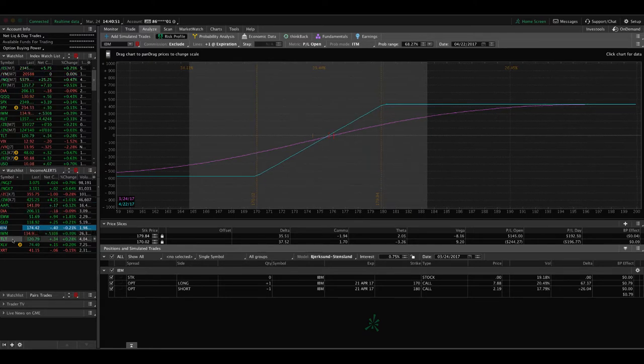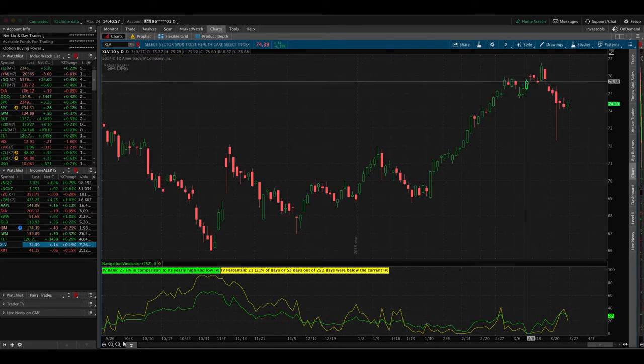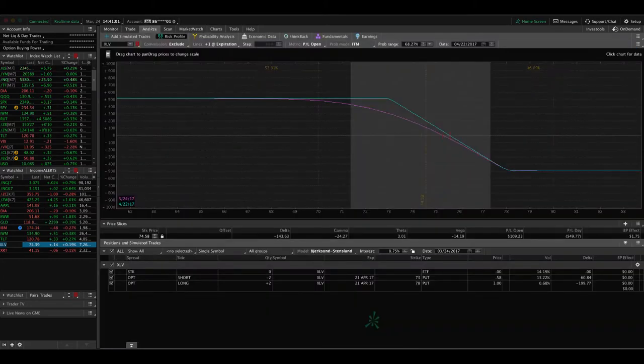IWM I talked about, TLT I did, XLV. This is a short vertical that we put on up in this area. We've got a move down. It hasn't gotten to the point quite where we want to take it off for profit. We want about 25 to 50% of max profit. So we're almost there. If we get a little bit of a continuation down, we'll take this off early next week for a profit. If not, we'll continue to monitor and manage. And then I already went over XRT.